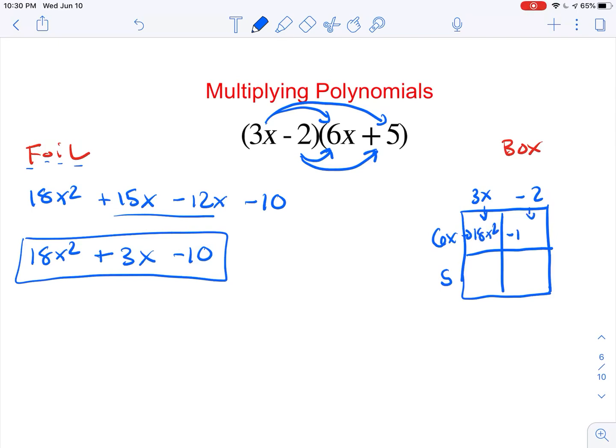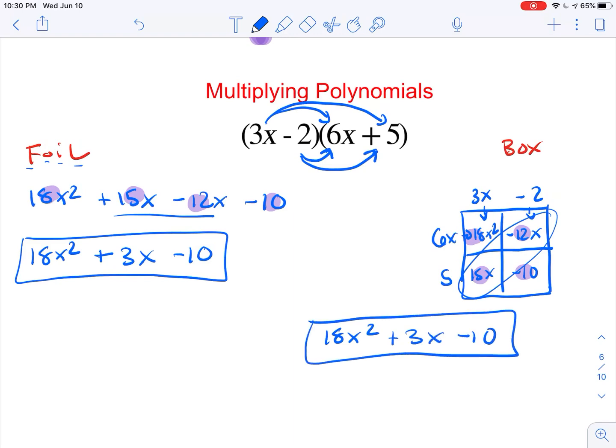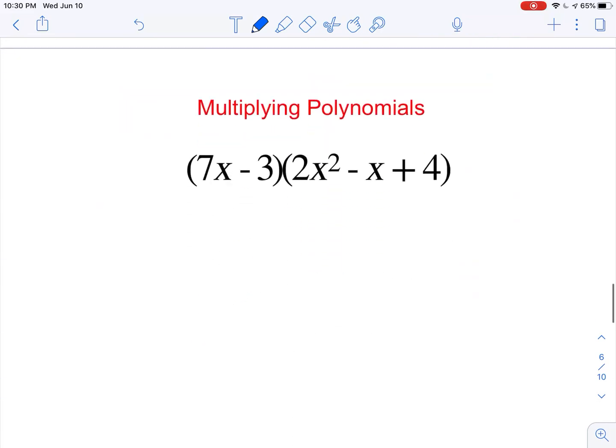That's what we're multiplying. So 3x times 6x gives me 18x squared. This minus 2 times 6x gives me minus 12x. This 3x times 5 is 15x, and this minus 2 times 5 is minus 10. Notice the values in the box are the same as these 4 values here. So you end up with the same standard form equation of 18x squared, combining these like terms to get 3x minus 10.